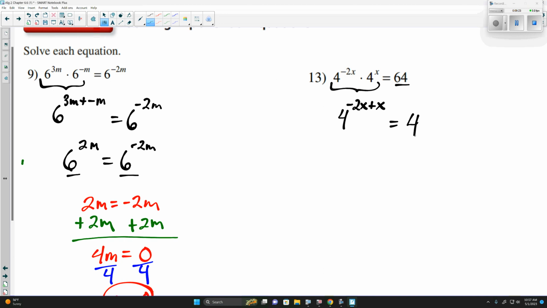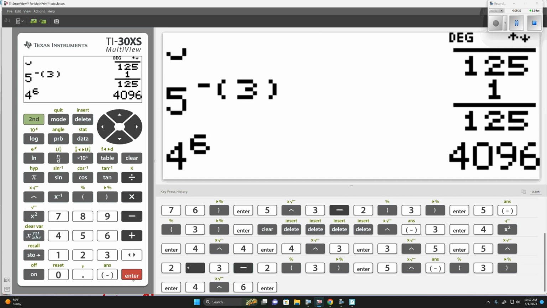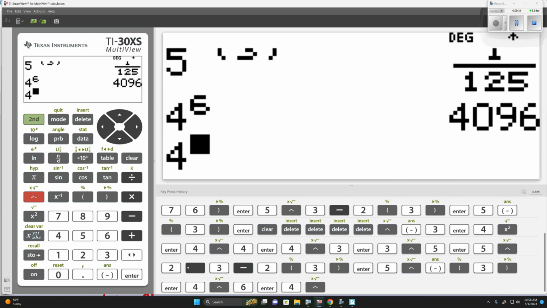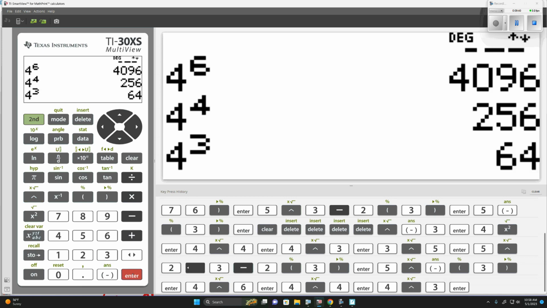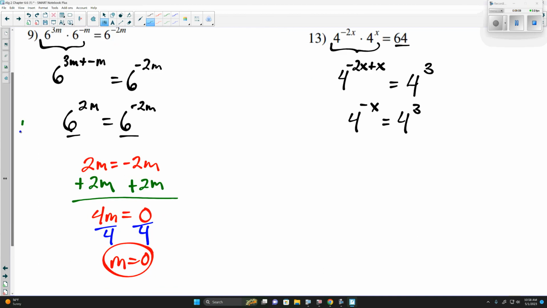Now, 4 to what power would give us 64? 4 to the 6 is too big. 4 to the 4th is too big. 4 to the 3rd is 64. So we can rewrite this as 4 to the negative 2x plus x is equal to 4 to the 3rd. Now we can simplify this exponent because negative 2x plus x is just going to be negative x. So what that's telling us is that 4 to the negative x is equal to 4 to the third.